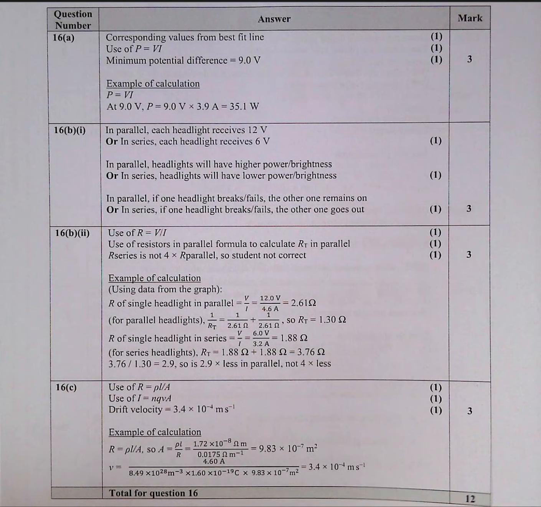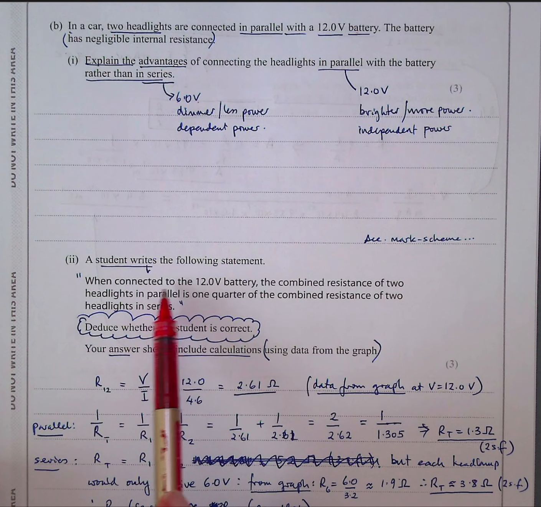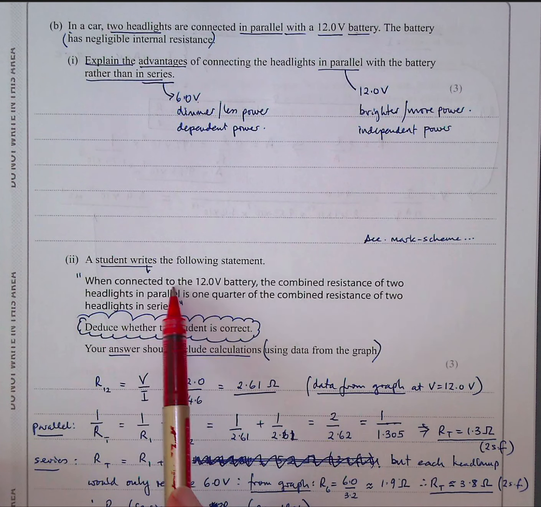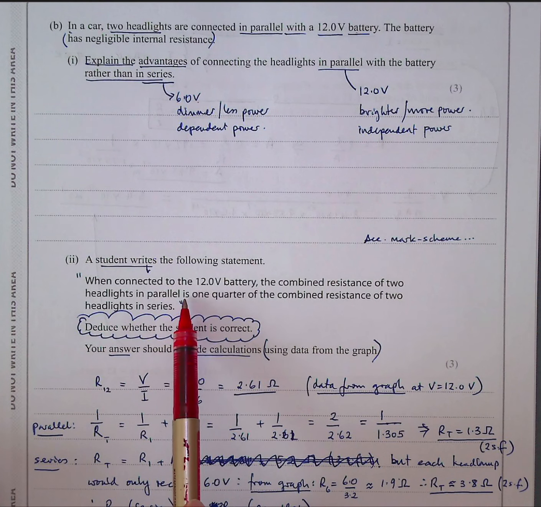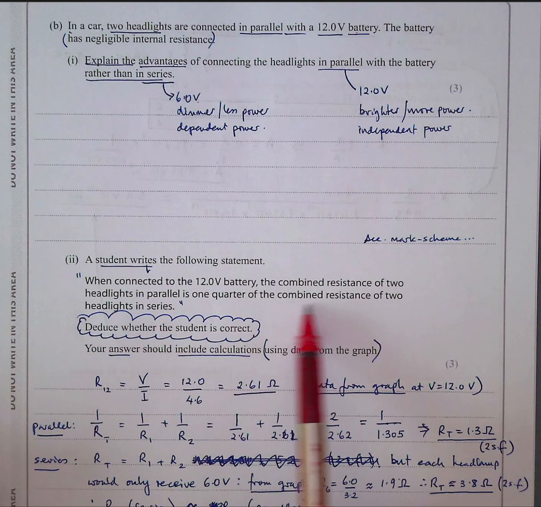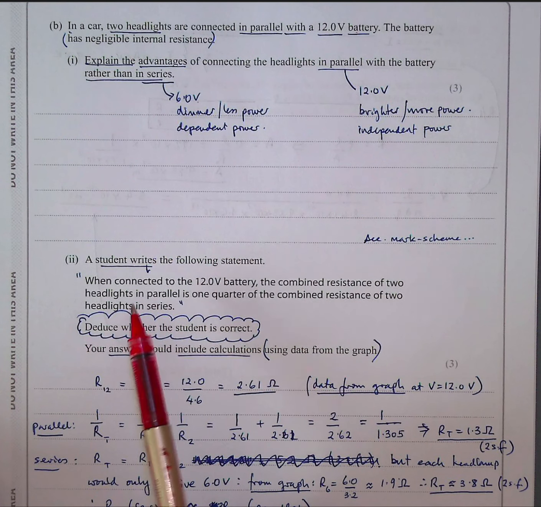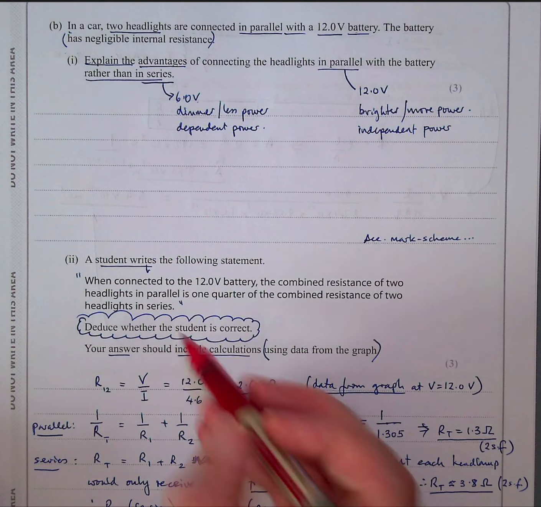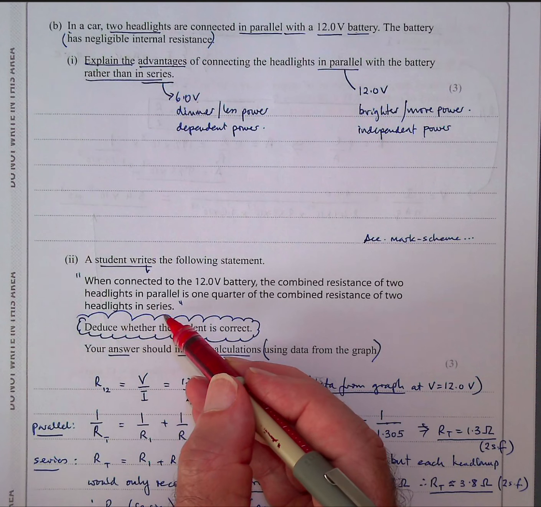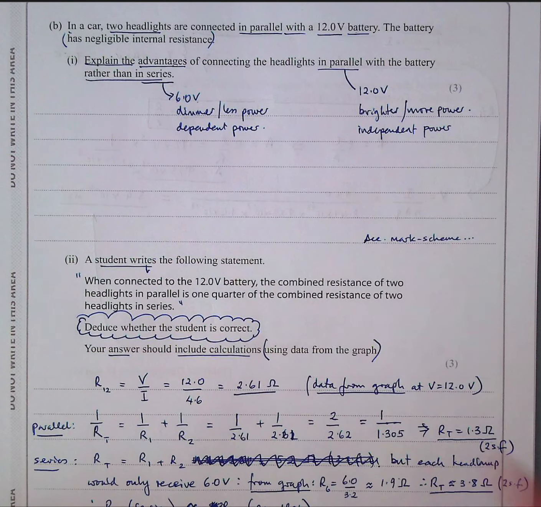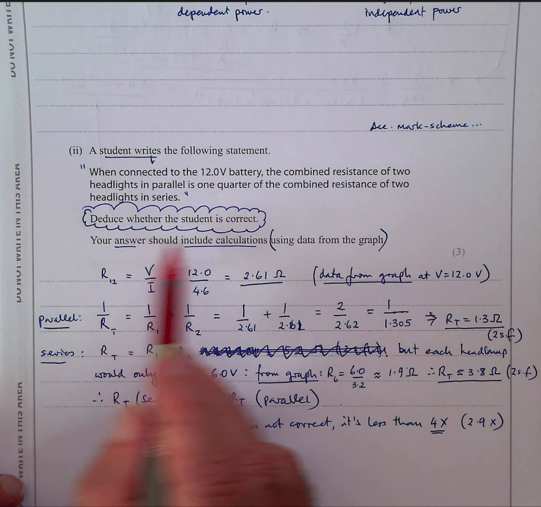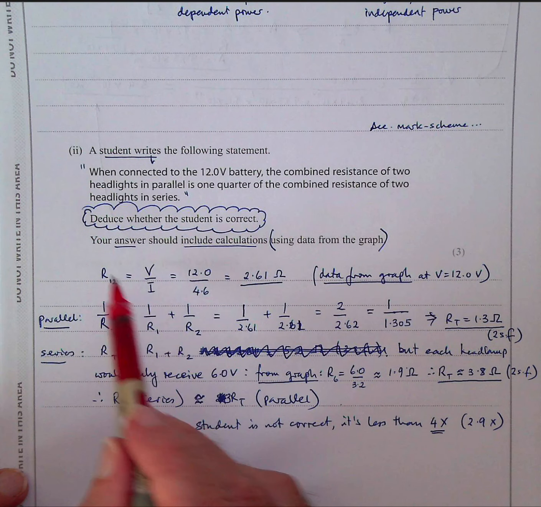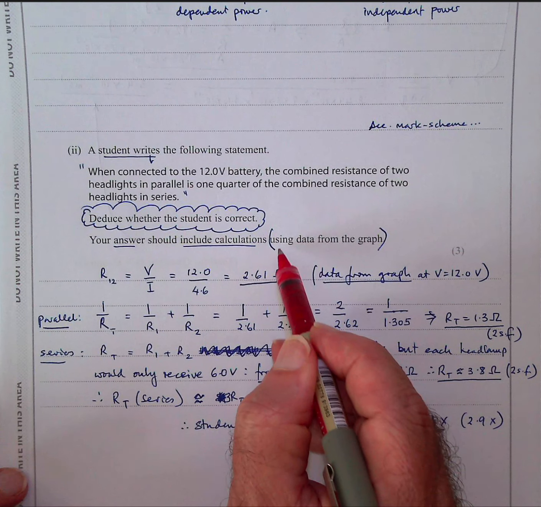Part B, part 2. Then the student has written the following hypothesis: when connected to the 12-volt battery, the combined resistance of 2 headlights in parallel, he says, is 1/4 of the combined resistance of 2 headlights in series. So the mistake I made was assuming the headlights in series got 12 volts each, but of course they don't, because they're sharing the voltage. So you've got to deduce whether the student is correct or not. Your answer should include calculations using data from the graph.